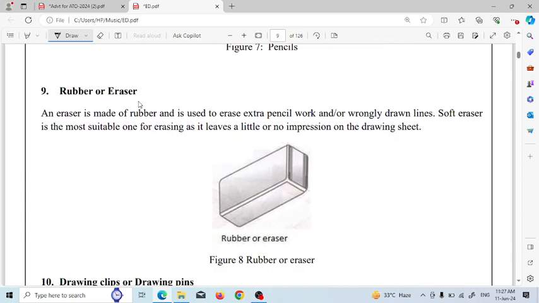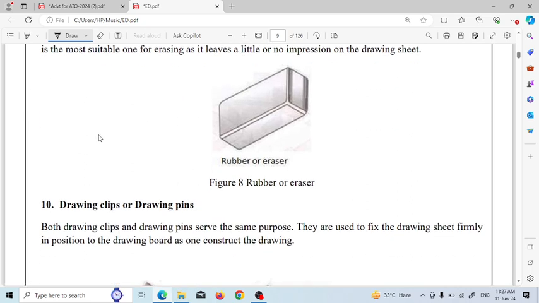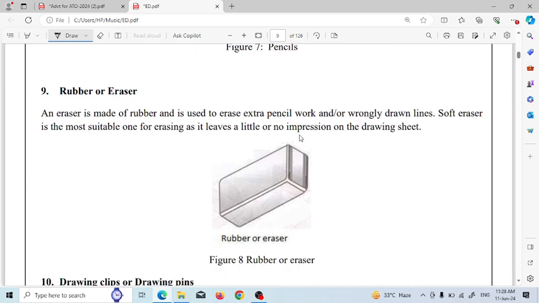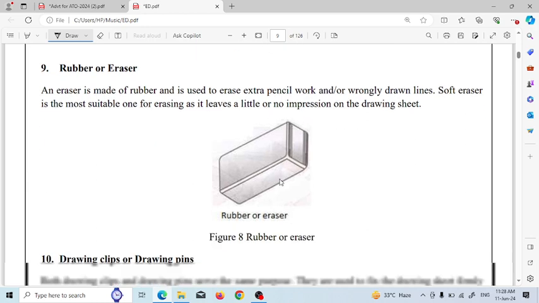Next instrument is the rubber eraser. An eraser is made of rubber and is used for removing extra pencil work or wrongly drawn lines. A soft eraser is more suitable for erasing and leaves little or no impression on the drawing sheet. So the eraser is used for erasing the drawing work that is wrongly drawn, and the eraser should be soft. That means it will not leave any impression on the drawing sheet after erasing.